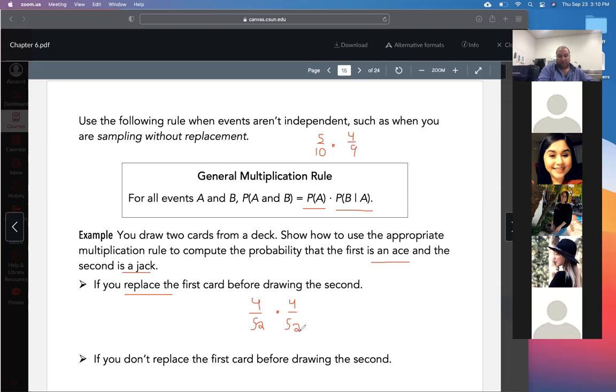But what if you do not replace it? The first one's still 4 out of 52. But now what's the likelihood you get a jack on the second one? 4 out of 51, because there's one fewer card in the deck, but there's still 4 jacks. Does that make sense? So again, same rule, you multiply, just be careful. Things change after the first one. So your second fraction will usually be different than your first fraction.